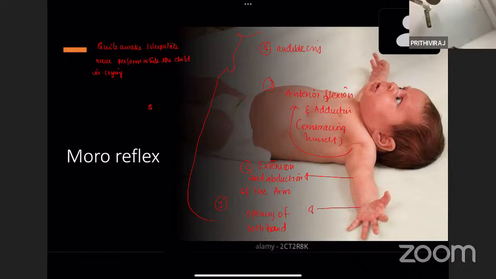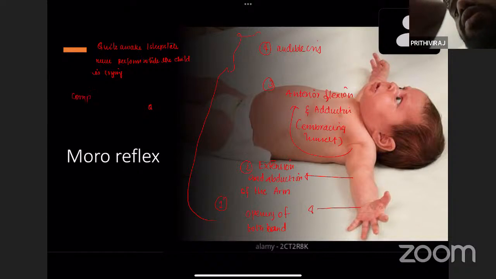And following audible cry. All these four components should be present. These are the components of the Moro reflex. If anyone asks what are the components of Moro reflex, you should say all this.